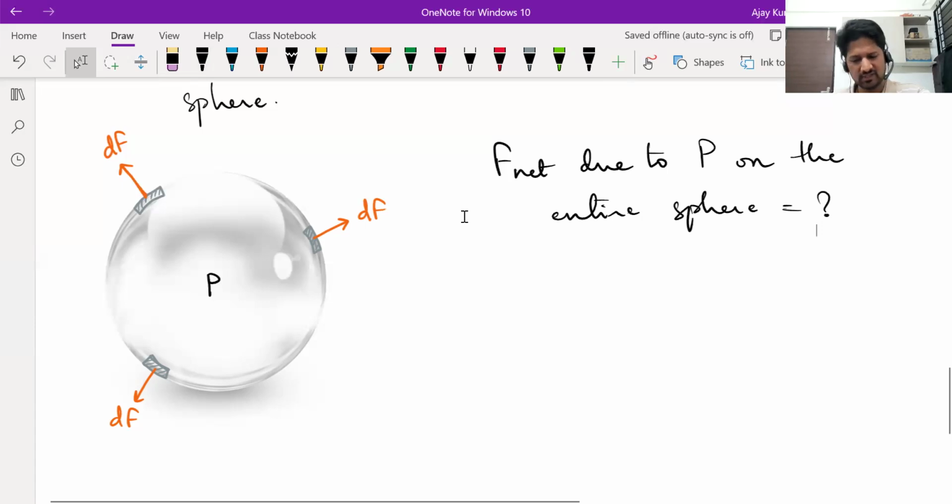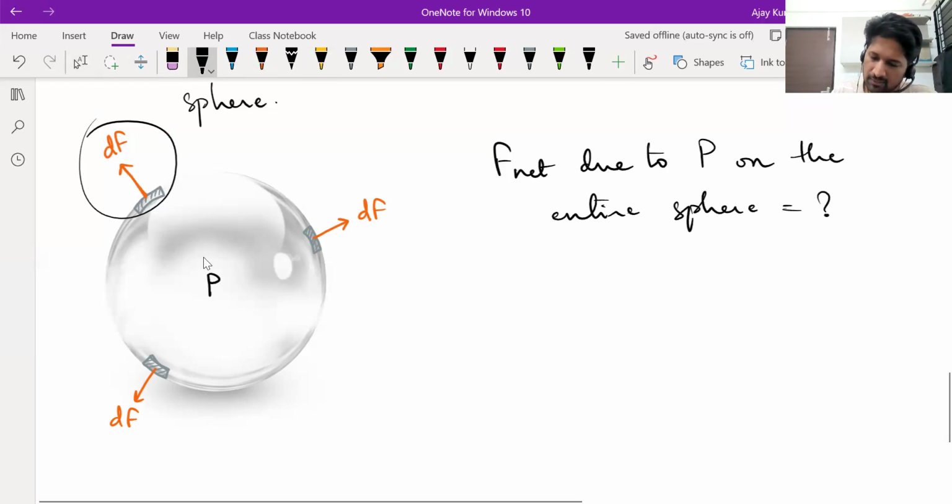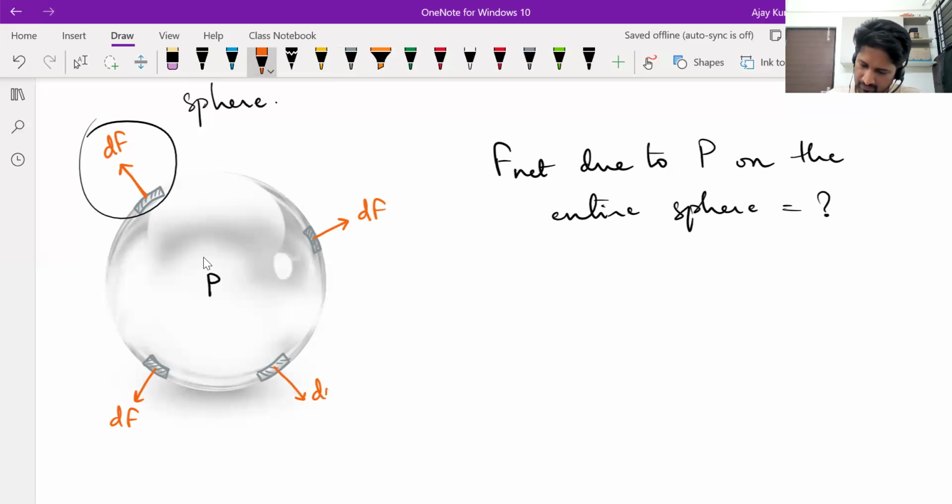Zero, sir. Zero. Because there are equal forces in all directions. Their resultant will become zero. For every one force like this, there will be another force acting exactly opposite to it. On the diametrically opposite element, there will be a force dF acting like this, and they'll cancel. So all forces cancel. On the entire sphere, the net force is zero.